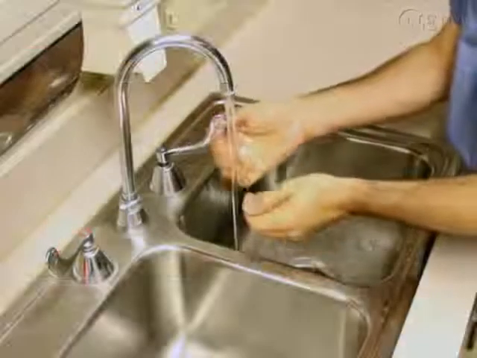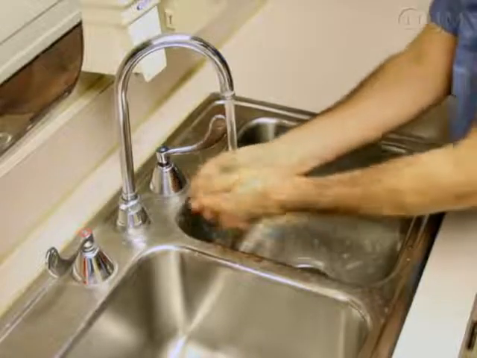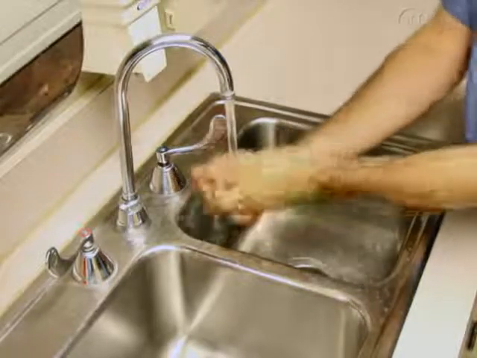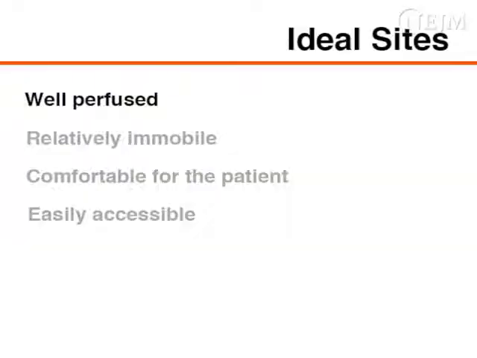It is important to adhere to standard precautions before any contact with patients. Hand washing is the single most effective strategy to prevent the spread of infections. The ideal site for placement of the pulse oximeter probe is one that is well perfused, relatively immobile, comfortable for the patient, and easily accessible.